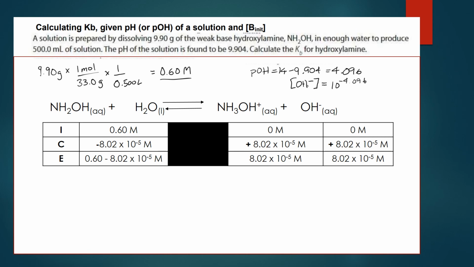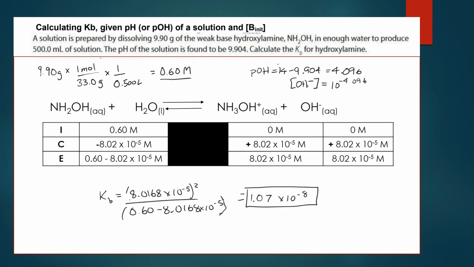Next step is to complete the table. So the right-hand side is gaining, the left-hand side is being reduced, or is losing molarity, and at equilibrium you can see the values there.